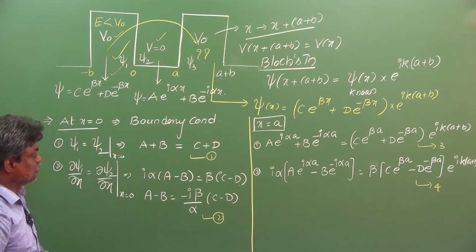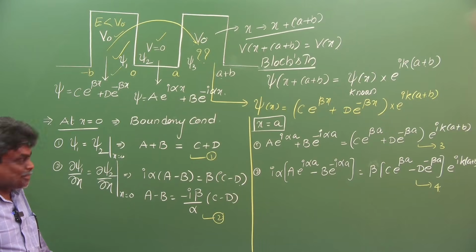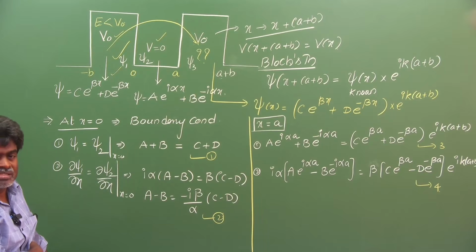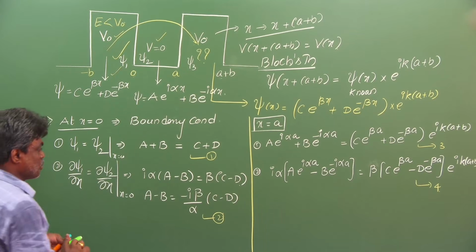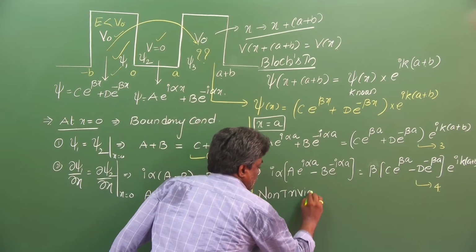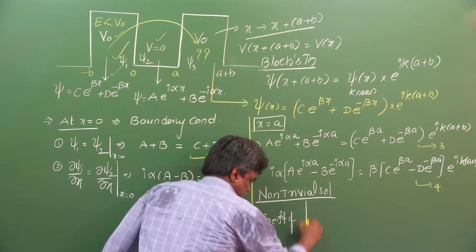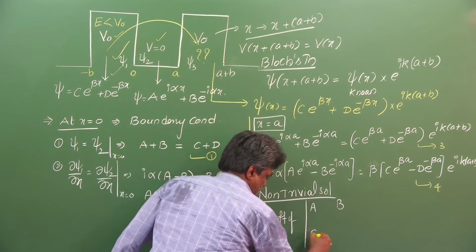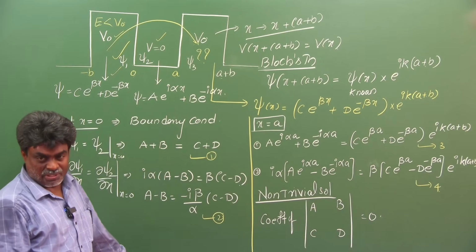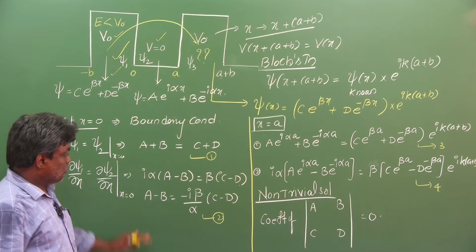Okay, fine. Then what to do next? We have to solve these equations. Solving these equations means the trivial solution is all coefficients a, b, c, d equal to 0. So we want a non-trivial solution. That means what I will take? The determinant of the coefficients of a, b, c, d equal to 0. Just take the coefficients of a, b, c, d and take the determinant equal to 0. 4 equations are there now.